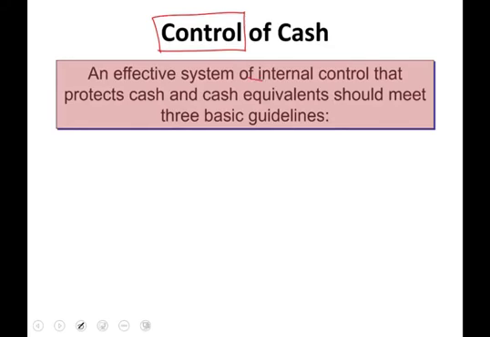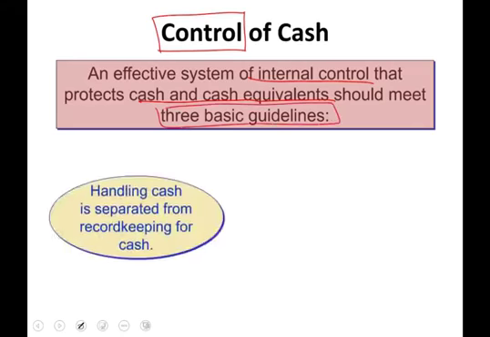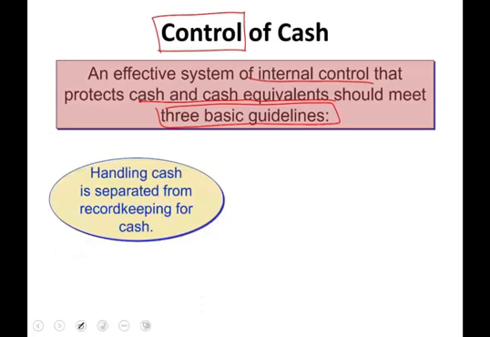An effective system of internal control that protects cash and cash equivalents, and we'll talk about cash equivalents in a moment, should meet three basic guidelines. Those are not the only guidelines, but at least those three basic guidelines. The first one, which is very important, and we talked about this when we talked about internal control, and we're going to see this in practice today: handling cash is separated from recording of cash. What does that mean? It means people that touch the cash should not be able to record the cash. So simply put, the accounting department and the cashier and the treasury department are two different tasks. You cannot touch the cash and be able to change the record. Those should be separated.